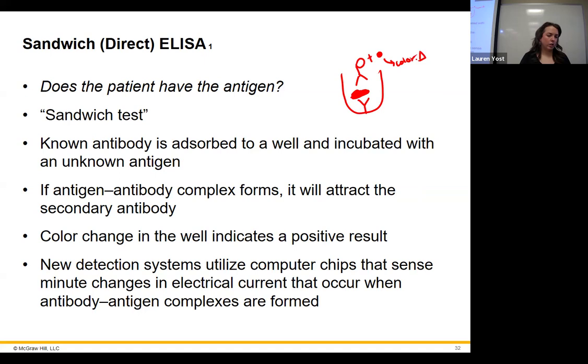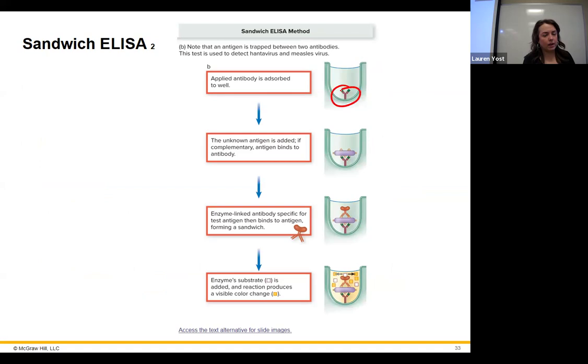And there's a better picture here if you like pictures better. Known antibody against COVID. Add the patient sample. It has COVID in it. Recognize that with the enzyme and now add the substrate to cause a color change.